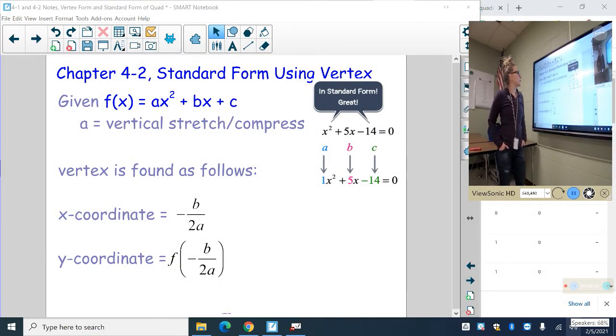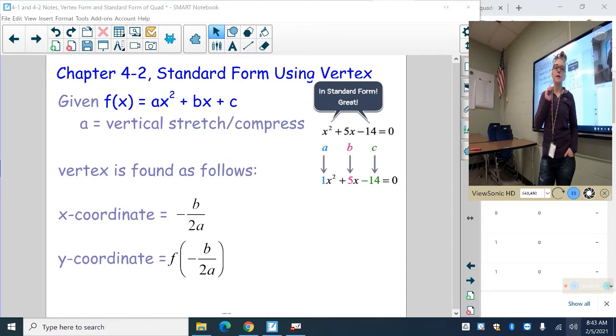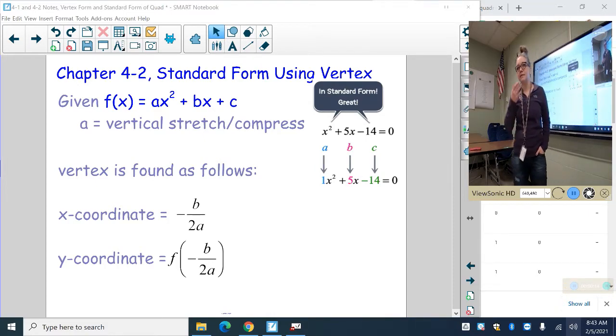Chapter 4.2, standard form using vertex. Okay, so basically, as we talk about quadratics, we're going to talk about another way to write a quadratic. And what that means is, if we have a quadratic, this is also written as a quadratic in standard form.